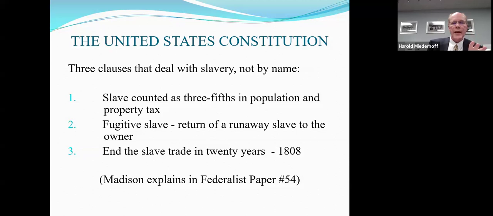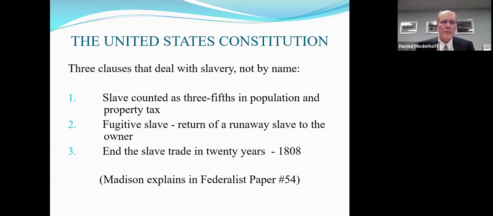Nothing really was mentioned too much about slavery in the Federalist Papers. Madison tried to do some explanation in Federalist Paper number 54. It seemed like Madison was very uncomfortable even talking about slavery, but he explained that a slave at the time was really a mixed character of property and a person. So slaves were considered both property and persons.